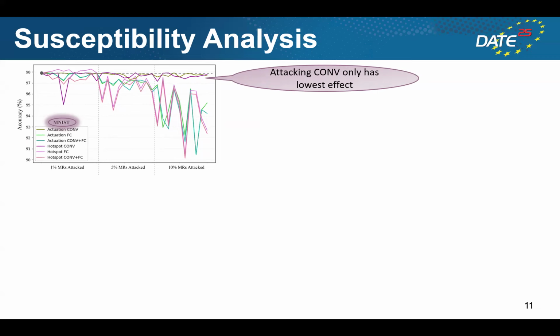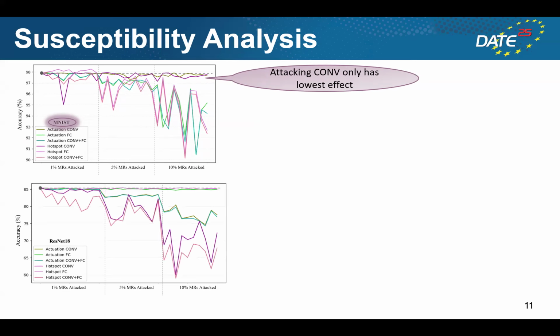And this is because, if you noticed from the models table, this model's convolution layers had a total number of parameters which was a lot lower than the total number of parameters in the fully connected layers. However, for the ResNet 18 model, we see the exact opposite. Attacking the fully connected block only had the lowest effect.